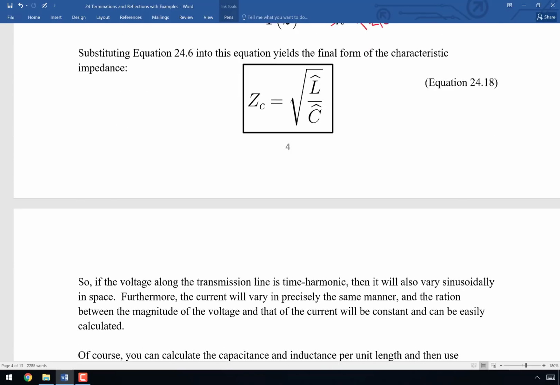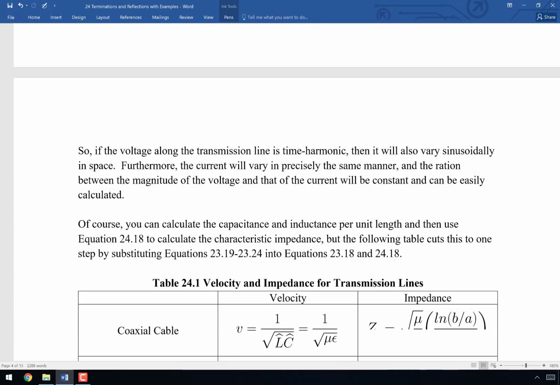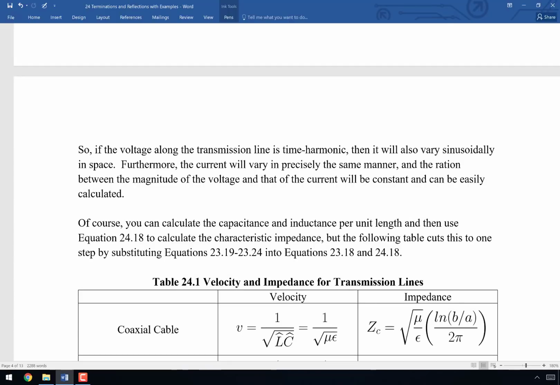So we know that if the voltage along the transmission line is time harmonic, that was our initial assumption, then it will also vary sinusoidally in space. If it is time harmonic, then it must also be spatially harmonic. Furthermore, the current will vary in precisely the same manner, with the same velocity and the same phase. The ratio between the magnitude of the voltage and that of the current will be constant and can be easily calculated as the square root of L hat over C hat.